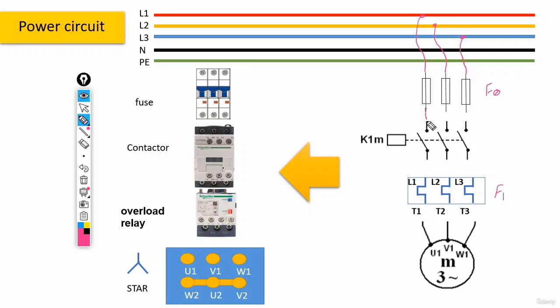Okay, now, the fuse should be connected to the contactor. And right after, obviously, the contactor should be connected to our bimetal. And at the end, the bimetal would be connected to the motor, the three-phase motor.